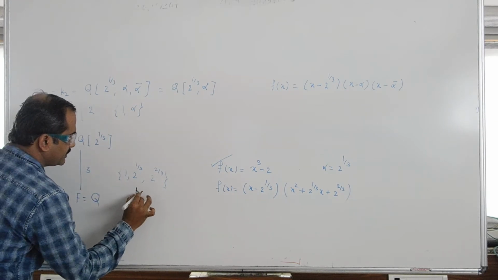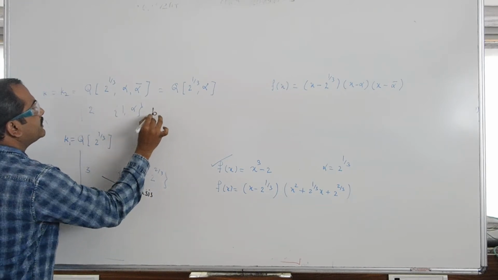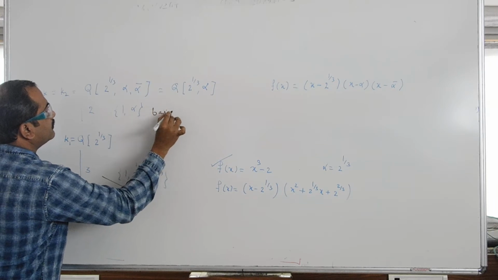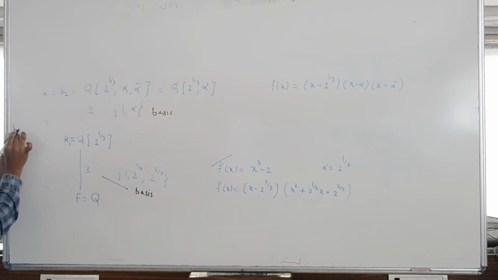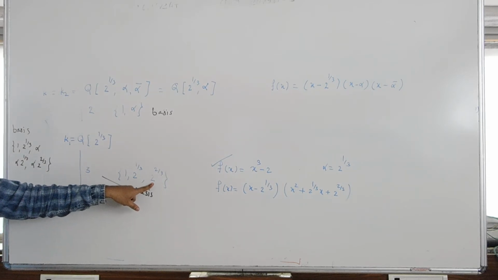So this is the basis for this one, and this is the basis for this one, and for this, what do you have? 1, 2 raised to 1 upon 3, alpha. These are the listings. Then take alpha into 2 raised to 1 upon 3, and then take the square, alpha square, 2 raised to 2 upon 3. So you can have this, or you can have alpha.